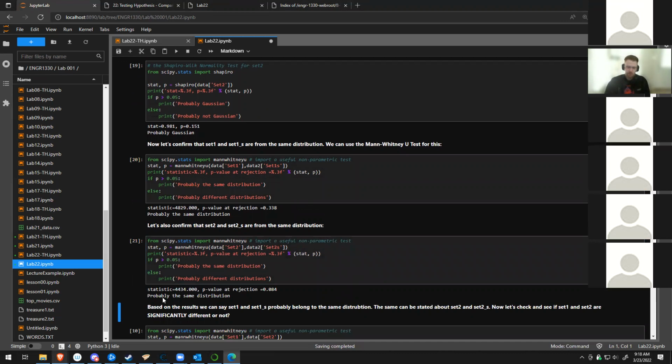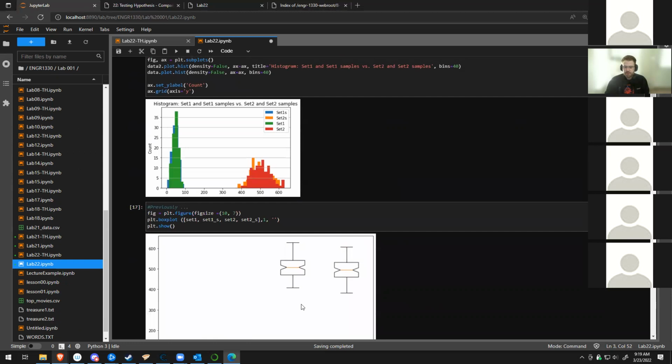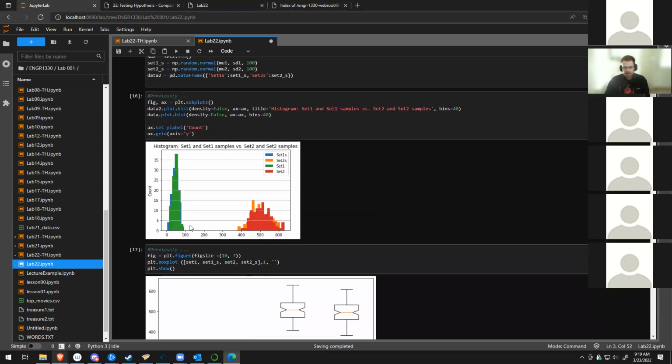Okay. We believe they are probably from the same distribution. Now, this should come as no surprise, because our eyes aren't lying to us when we look here. Both visually, set 1 and set 1s, they overlap a lot. So much so that if you were in the business, gun to your head, set 1, the blue and the green, are they related in some way? Are they completely unrelated? I would say no.